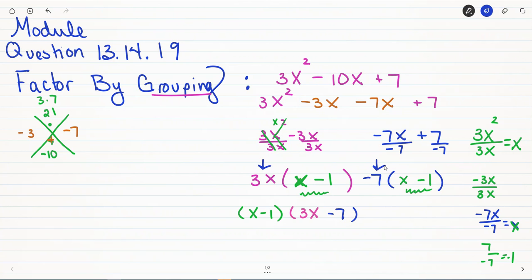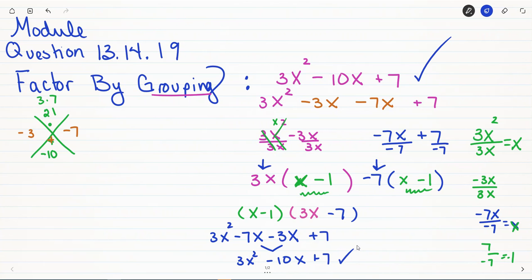And that's it. I can check this with FOIL. First times first is 3x squared. Outside times outside, negative 7x. Inside times inside, negative 3x. Last times last, positive 7. Combine these two to simplify, and I get 3x squared minus 10x plus 7, which if we look at the top, that's what we started with. So my FOILing, my multiplication has shown that that is in fact correct.